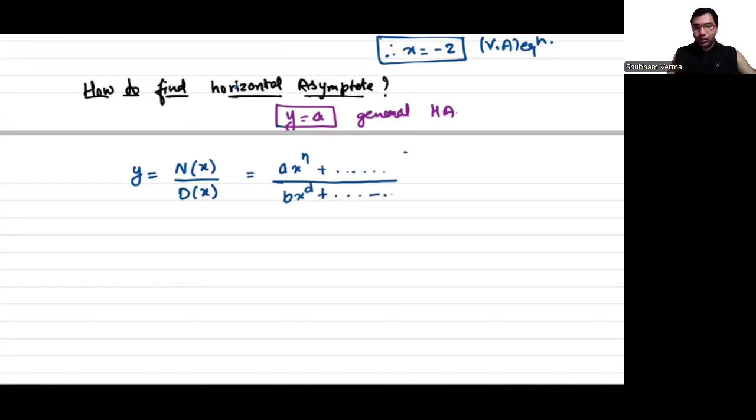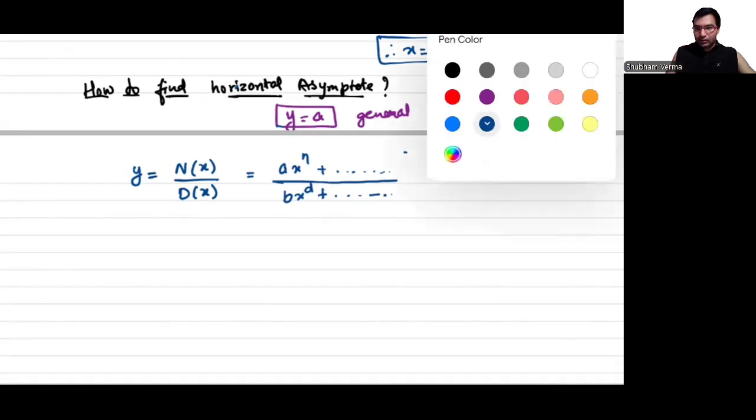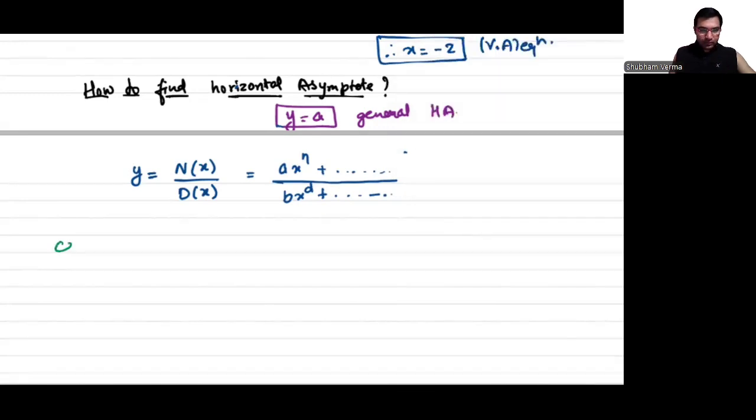Because we know how a polynomial function looks like: a_n x to the power n plus a_(n-1) x to the power n minus 1, and so on and so forth. The last term is a constant. Okay, so in that way, I have written this. Now there are three different cases. Let's talk about the cases.